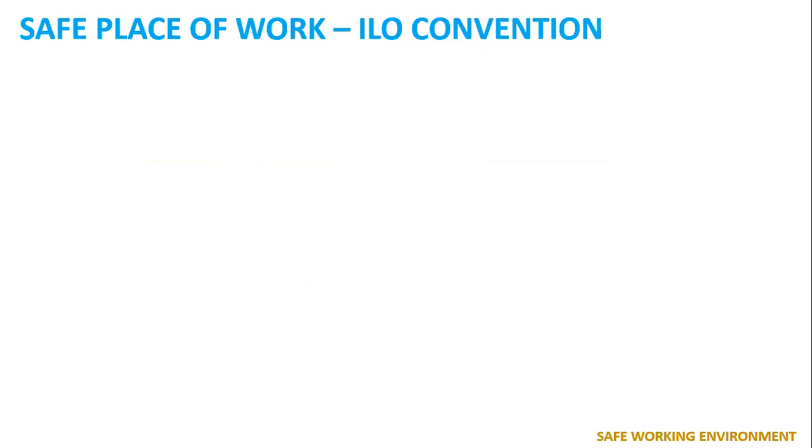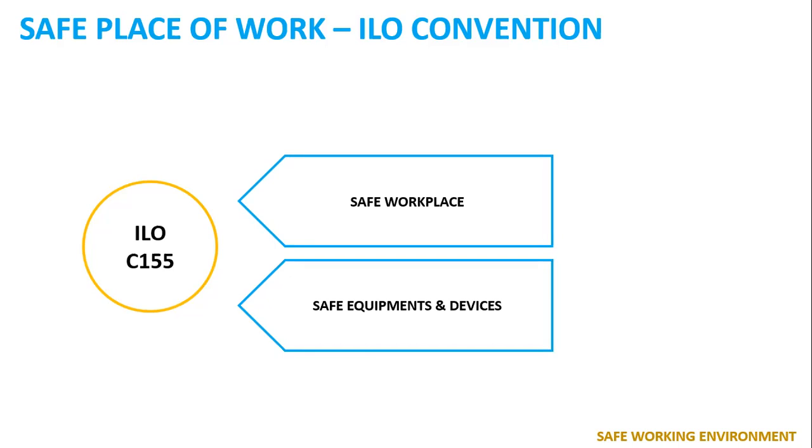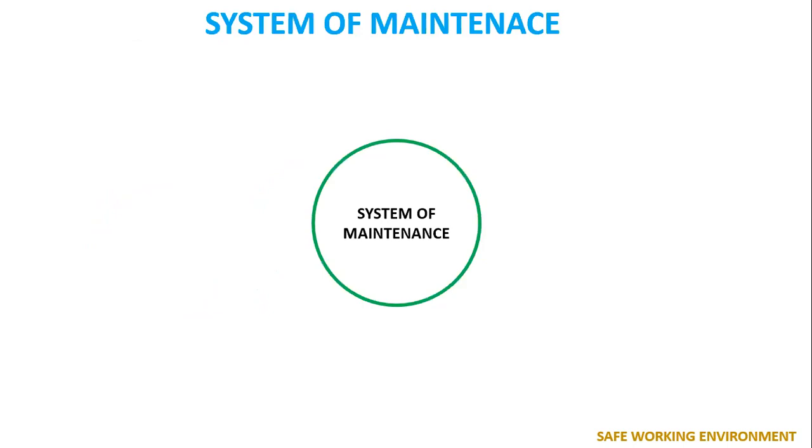Now first we are going to see what are the ILO convention requirements for a safe place of work. The ILO C155 requires a safe workplace and safe equipment and devices. In the later part of this video, we are going to see how to achieve the safe workplace and the safe equipment and devices. Safe equipment and devices need a system of maintenance to operate safely.